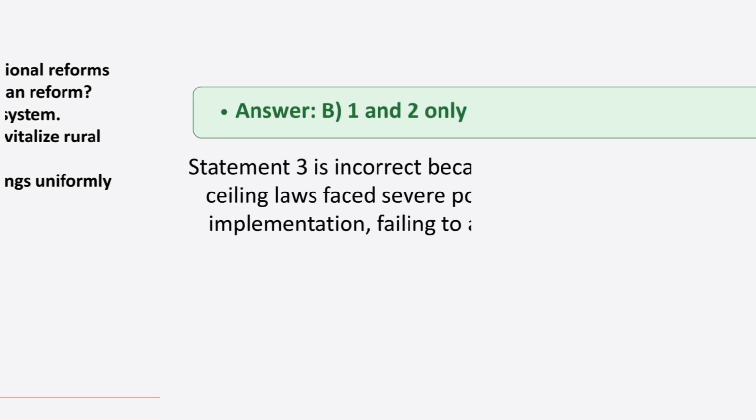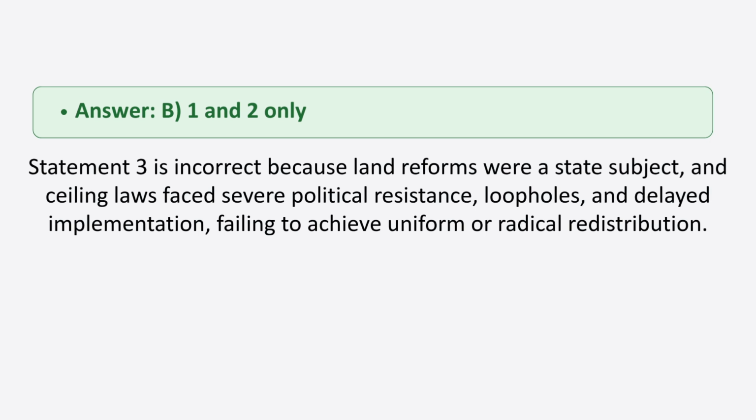And the answer is option B. 1 and 2 are correct. Statement 3 is incorrect because land reforms were a state subject and ceiling laws faced severe political resistance, loopholes, and delayed implementation, failing to achieve uniform or radical redistribution.